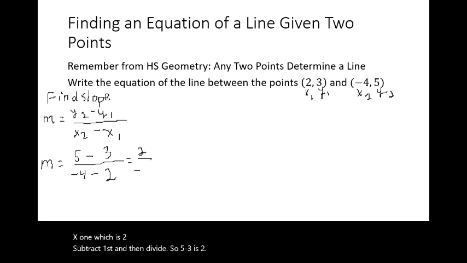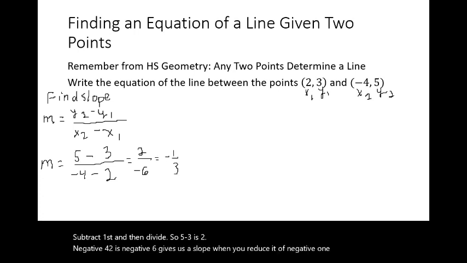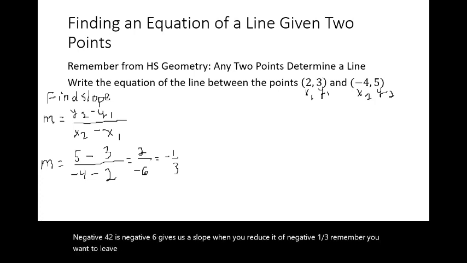Subtract first and then divide, so 5 minus 3 is 2. Negative 4 minus 2 is negative 6. Gives us a slope, when you reduce it, of negative 1/3. Remember, you want to leave your slope as a fraction. Never write your slope as a decimal.